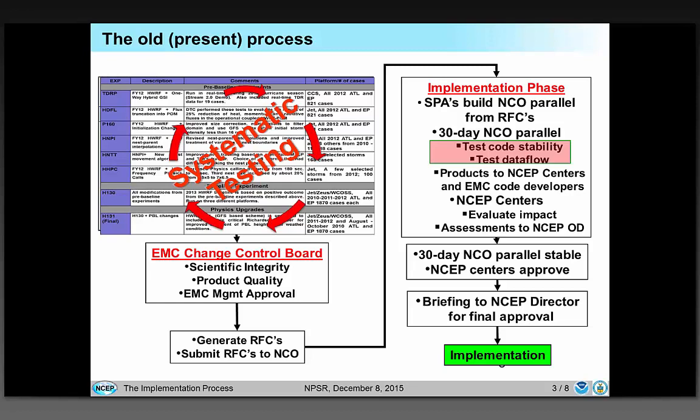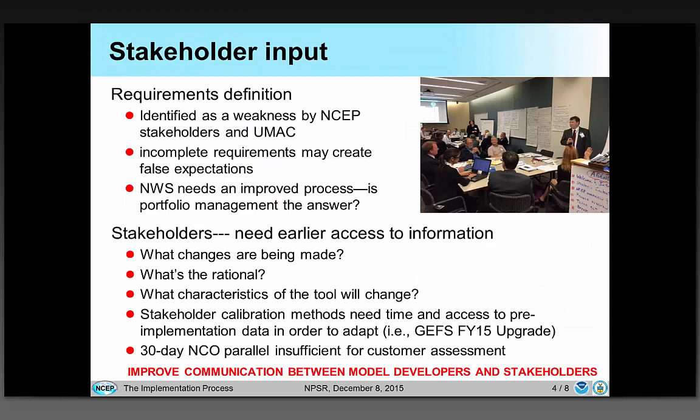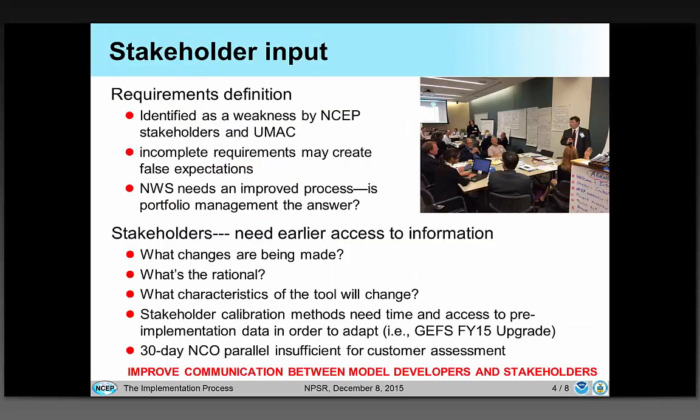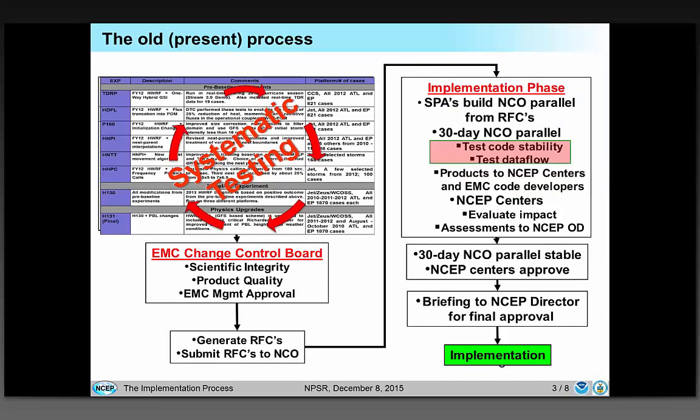So what's the problem with this? The problem of this is, just listen to our stakeholders. The requirement, of course, was an issue. How do we get here? Why do we do all this? Well, that was typically sort of an internal, some were external, some were much more internal. The real issue is stakeholders didn't know what kind of changes were being made, because where are stakeholders involved? Somewhere over here. By the time we are already ready for doing a 30-day parallel.